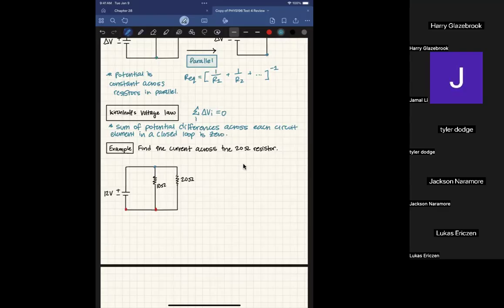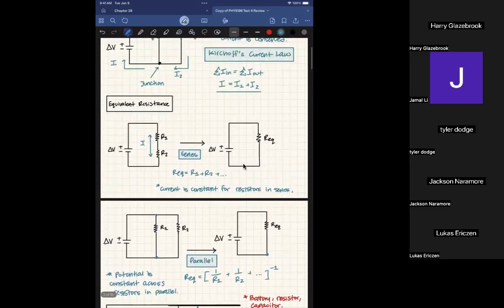Cool. And by the way, when I say circuit element, all I mean is a battery is a circuit element, a resistor is a circuit element, and also a capacitor is a circuit element. They're going to have different potential differences across them. And if you sum those up in a closed loop, they always have to equal 0. The reason for that is just conservation of energy.